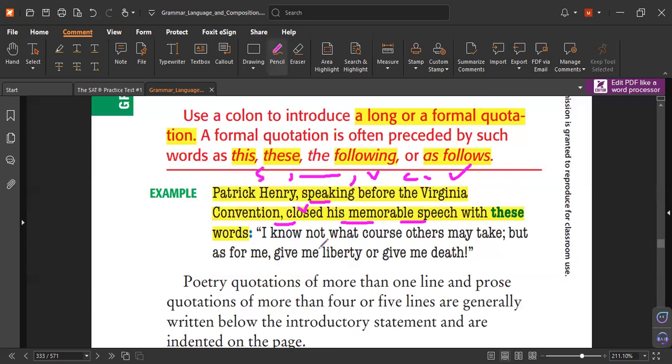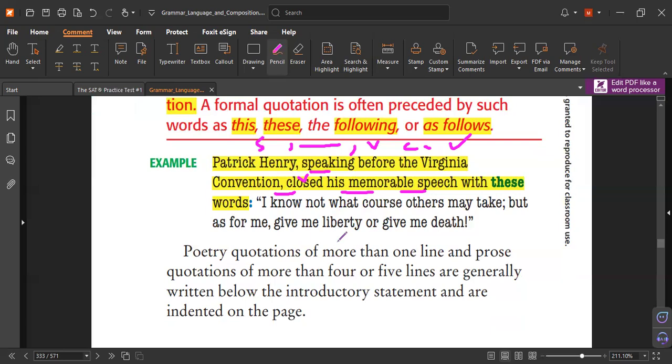But after the colon, is it an explanation? Of course, others may take, but as for me, give me liberty or give me death. I know it's a common quotation. I pronounce it with a British accent, but in American it's different. Patrick Henry closed his memorable speech with these words. What are the words? These words. So that is the point: it's a formal quotation, but not any quotation.